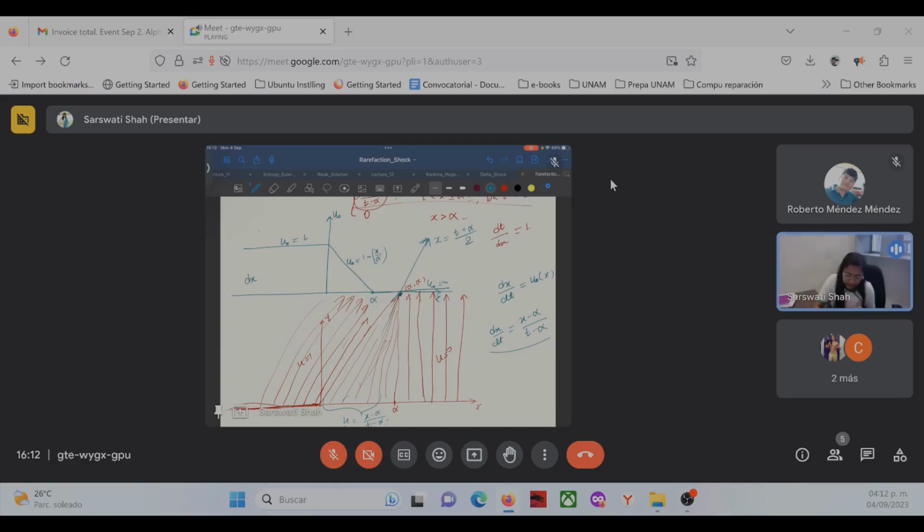Do you understand dx over dt equals u equals constant? Yes, that's the method of characteristics. Along this characteristic, x versus t, the value of u is this. So along dx over dt equals (x minus alpha) over (t minus alpha), the value of u is going to be constant. The same thing which I explained in the method of characteristics.